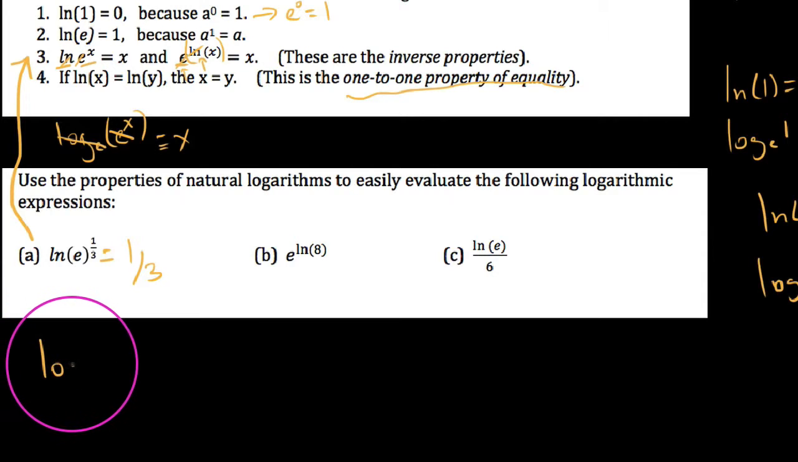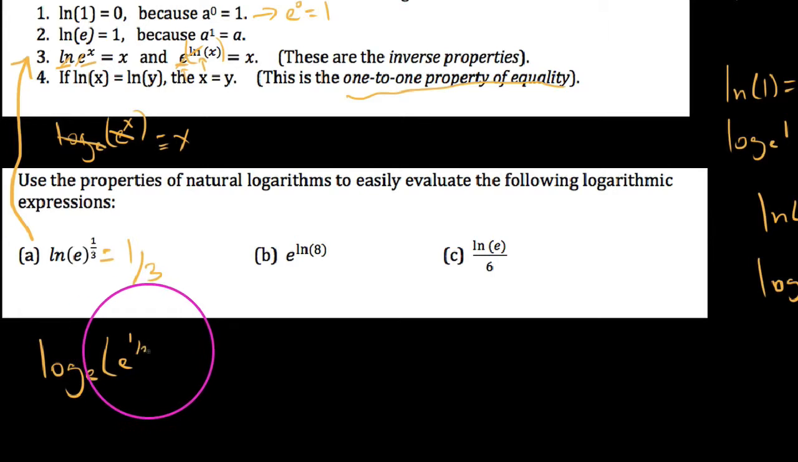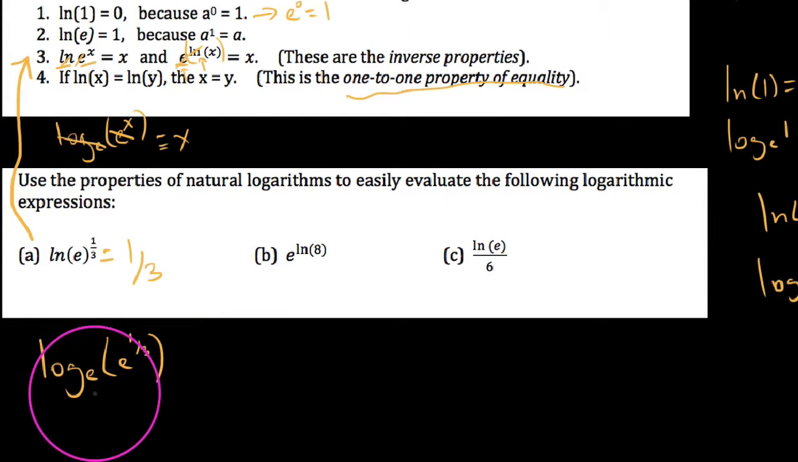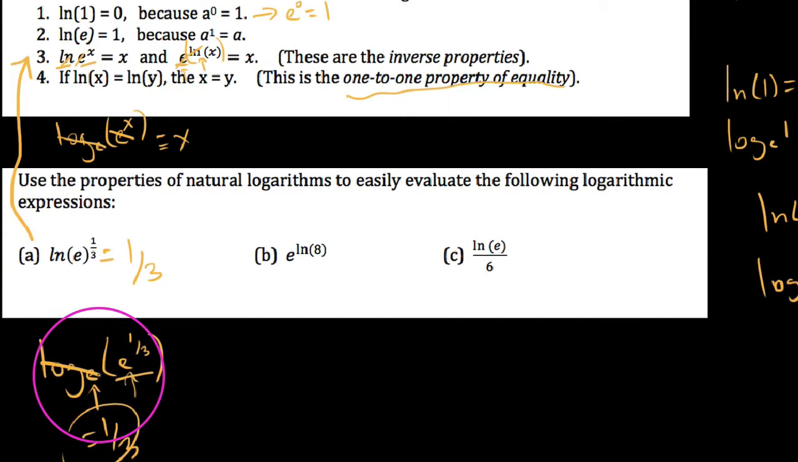Let's talk about why. I'm taking log base e of e to the power of 1/3. When you're doing a log, you're asking: what could I take this base to the power of to get the whole thing? What could I take e to the power of to get e to the 1/3? You'd take it to the 1/3, so we get 1/3. Another way to look at this is that the logarithmic thing base e cancels out with the exponential thing base e if they have the same bases, and you're just left with the exponent.